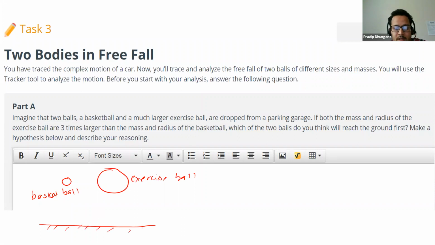Okay. So you can think about what will happen if there is air friction and what will happen if there is no air friction. So you can choose one of those conditions and then describe, and then make your hypothesis and describe your reasoning. Okay. So that is all about part A.